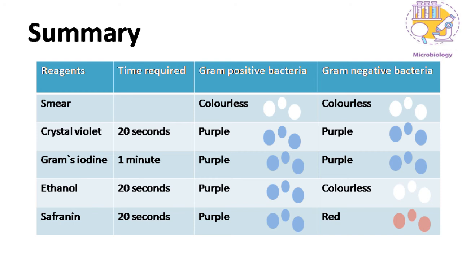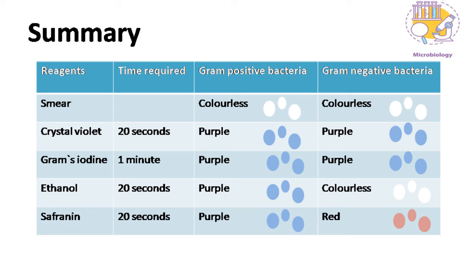Summarization of gram staining. In this figure, you can see the reagents, time required for reagent action, and the color of gram-positive and gram-negative bacteria. First is the smear, which is initially colorless in both gram-positive and gram-negative bacteria. Then we add crystal violet for 20 seconds. The gram-positive bacteria appear purple. Similarly, gram-negative bacteria also appear purple in color.